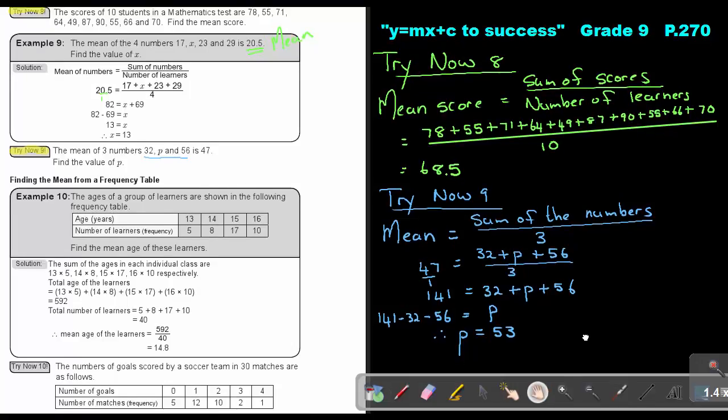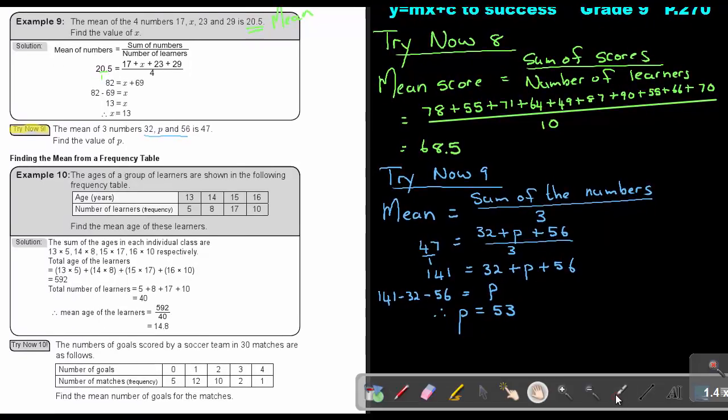Okay. Now, let's continue. Finding the mean from a frequency table. So there's my frequency table. The ages of a group of learners are shown in the following frequency table. So remember what it means actually. There are 5 learners with an age of 13. There are 8 learners with an age of 14.